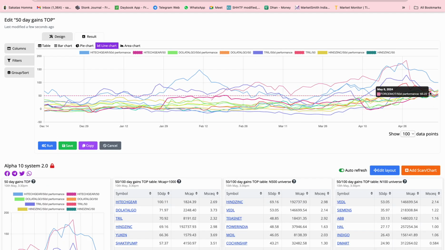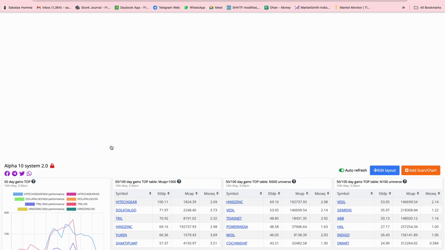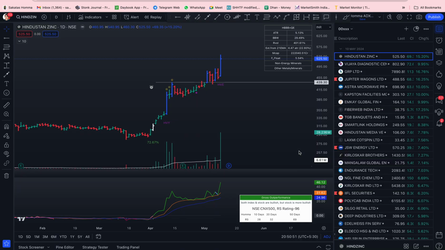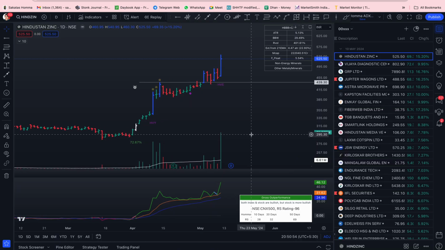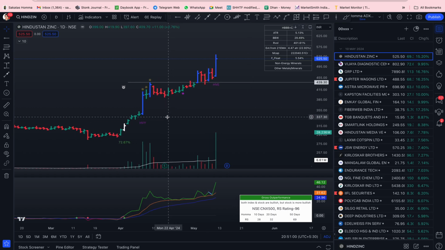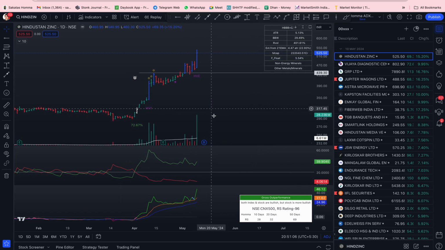Hey Prakash, why don't you add ADX to the TradingView itself for Hindustan Zinc? Yes, you can add ADX here itself in TradingView, to answer Prakash's question. Oh, I didn't think of that. So you see, here it'll basically go sideways.